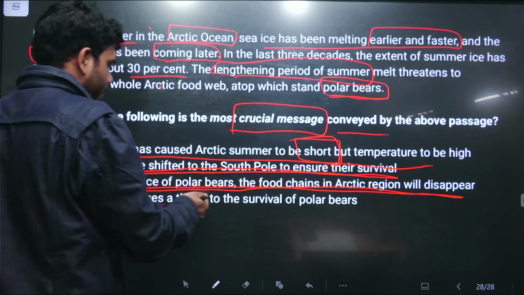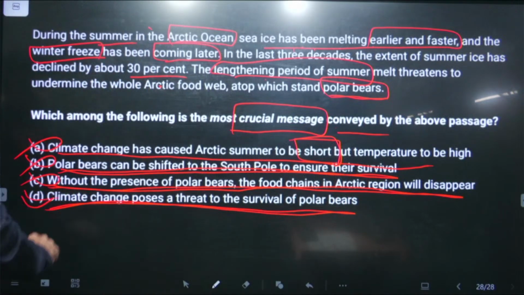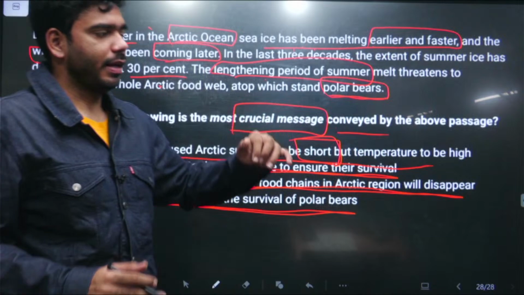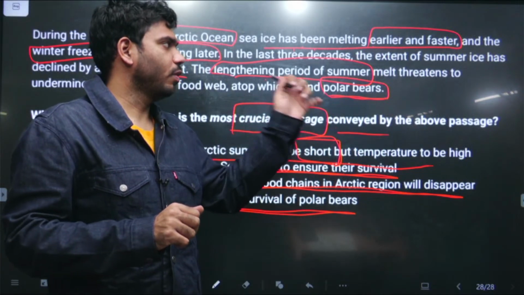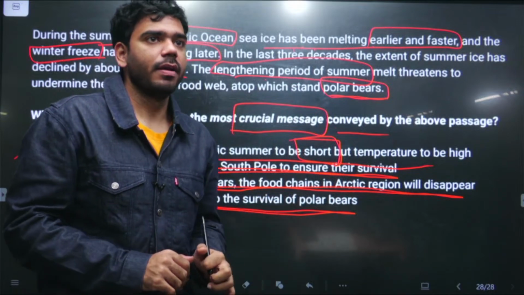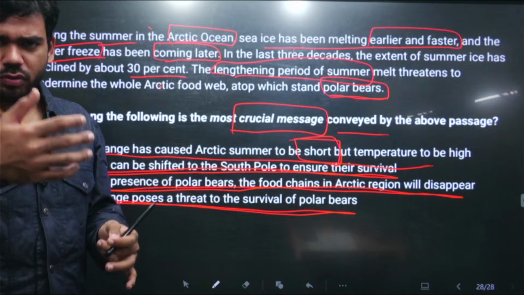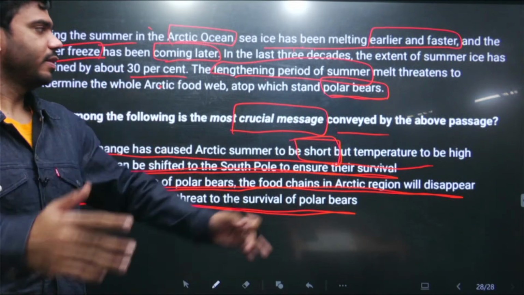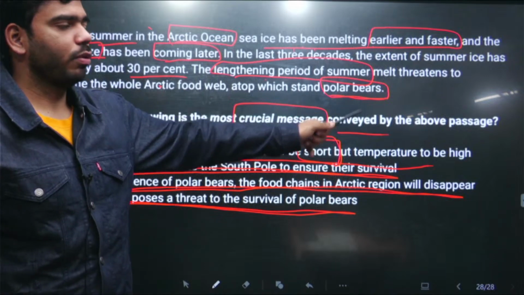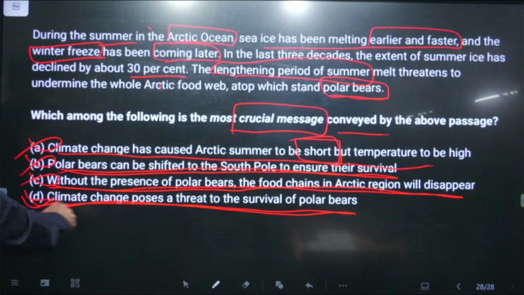Fourth is saying climate change poses a threat to the survival of polar bear. Absolutely. This is what it is saying. Because of prolonged summer and shrinking of winter period, because of intensifying of summer, because of decreasing of this complete polar cap or the ice cap, what is happening over here is the food chain is getting destructed. Because of the destruction in the food chain, the species on the top of this food chain, that is polar bear, its survival will be difficult because of the climate change. So this is exactly the crux of the statement.